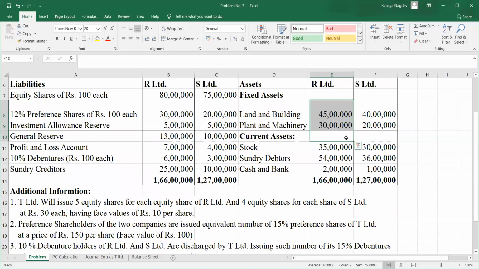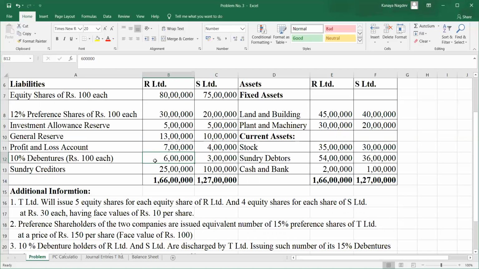We used to credit the liabilities. Here two liabilities are given, 10% debentures and sundry creditors. Since no revaluation of sundry creditors is given, we will take that at book value. However, in case of debentures, our adjustment says that they are taken over at such an amount that after the payment of interest will remain same. So we are supposed to calculate the amount of debentures. Only the revaluation will be of debentures.